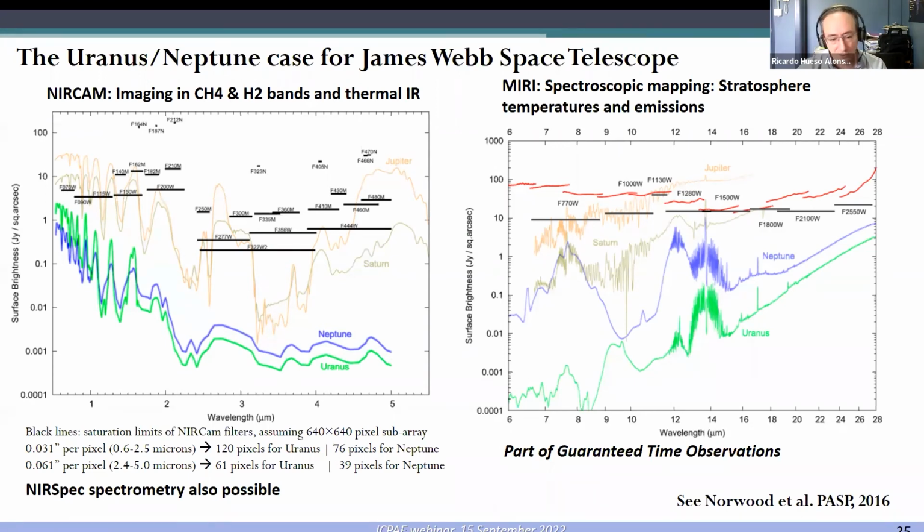With James Webb, the spatial resolution is a little bit better than Hubble, but not better than twice. So we are going to get images of Uranus with only 120 pixels for Uranus and about 80 for Neptune, but that is going to be much better than what we have now. And with image reconstruction techniques, we can improve a little bit over that.